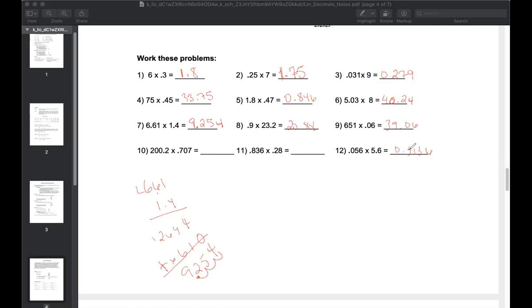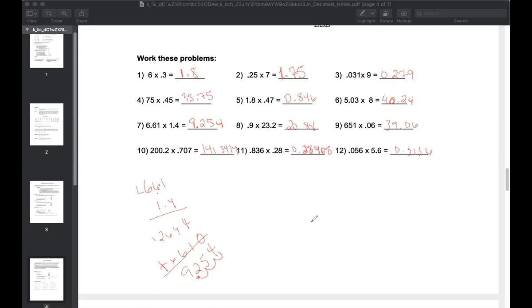All right. And LaDeja. Number 10 is 141.5414. Very good. All right. And number 11. 0.23408. Okay. Very good.